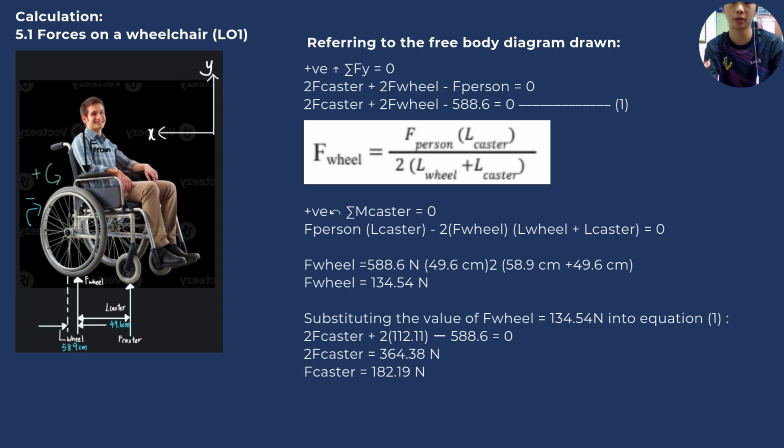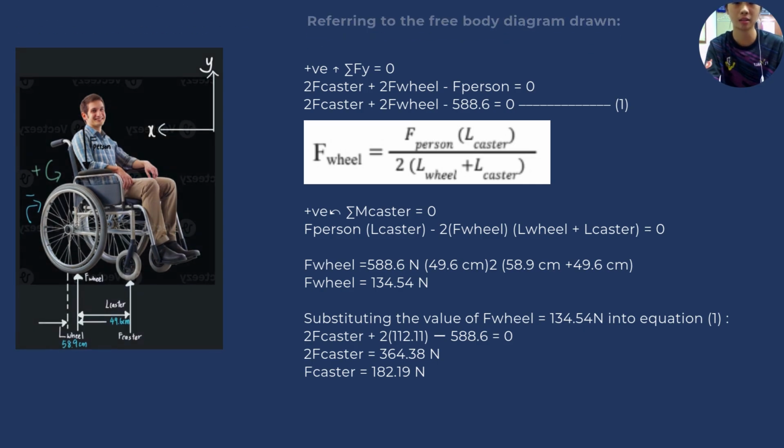By referring to the free body diagram, we will assume that the total Fy equals 0, and we will get the equation of F wheel equal to F person L caster over 2 (L wheel plus L caster). And we will find F wheel and also find the F caster.